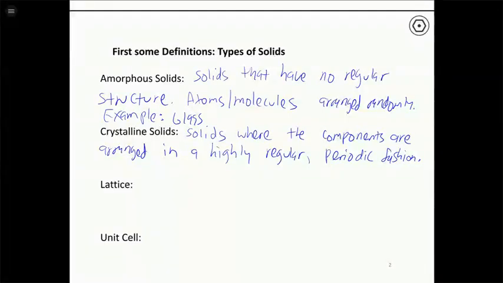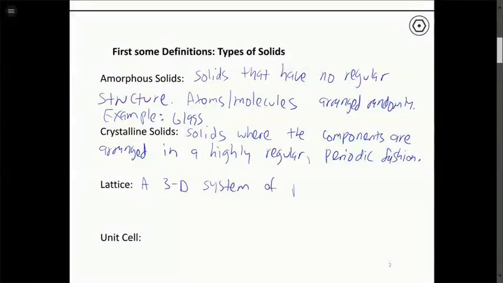So then what do we call these patterns in more detail? We have what's called the lattice and the unit cell. The lattice is basically the pattern that's made up by the atoms and the molecules that are in the crystalline solid. It's three-dimensional. All of the things we're talking about have three-dimensional structures. The lattice is a 3D system of points where each point represents an atom or a molecule in the crystal.